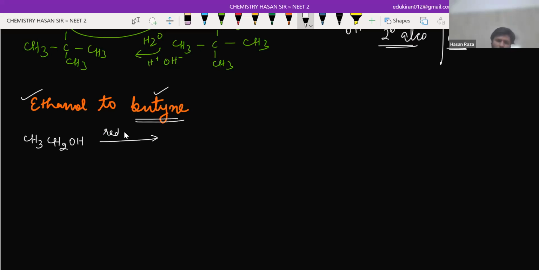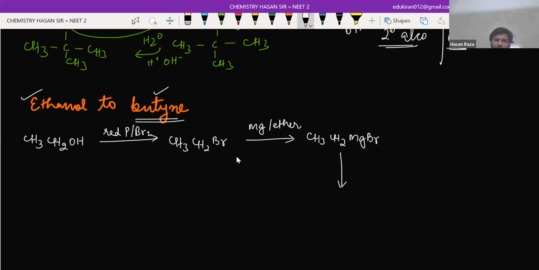I'm going to use red phosphorus in the presence of Br2. So this is what you will get, CH3CH2Br, bromoethane. After this, I'm going to react this with magnesium in the presence of ether, as you already know. So it becomes the Grignard reagent, CH3CH2MgBr. After getting MgBr, what do we need to do?